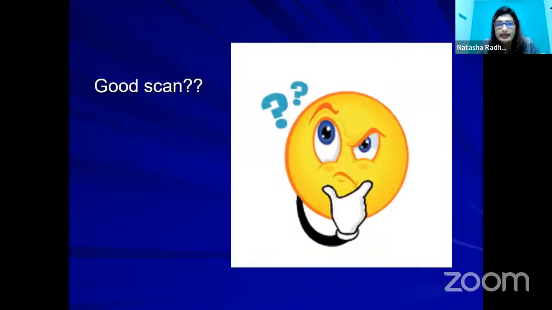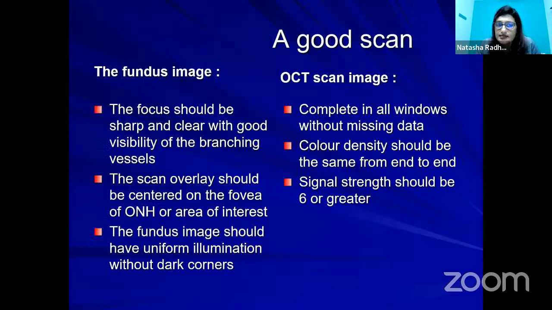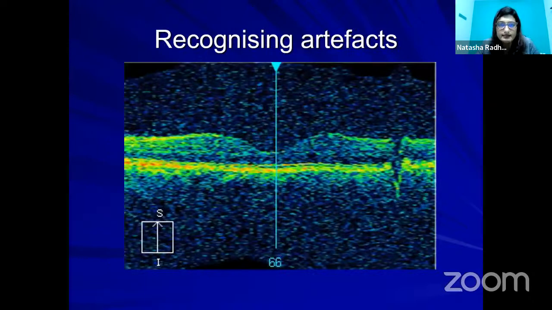Now, what is a good scan? A good scan, the fundus image should be focused, sharp and clear. The scan overlay should be centered at the point of interest and should have uniform illumination. The scan itself should be complete in all the windows without missing data, and the color density should be the same from end to end, and signal strength ideally should be 6 or greater. And we should learn to recognize artifacts as well.